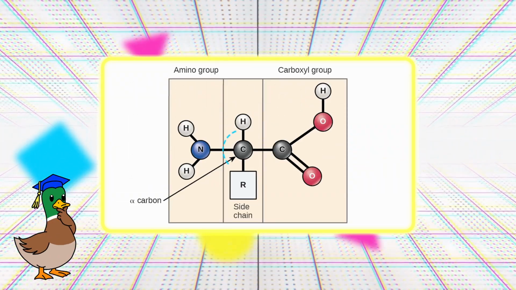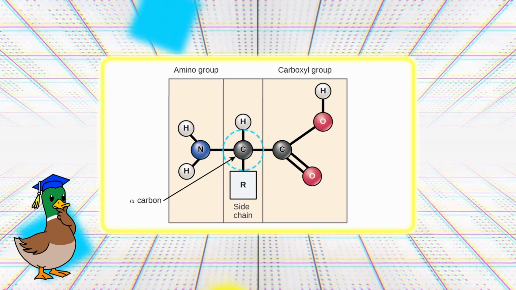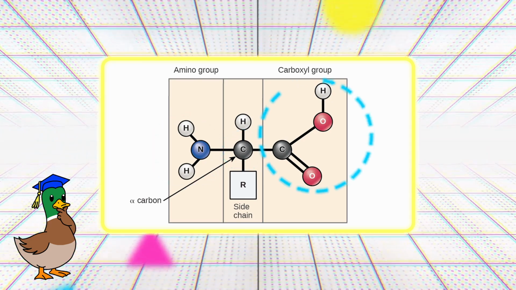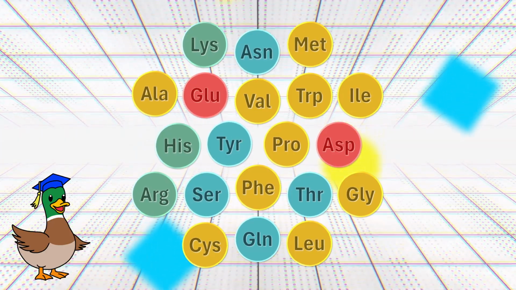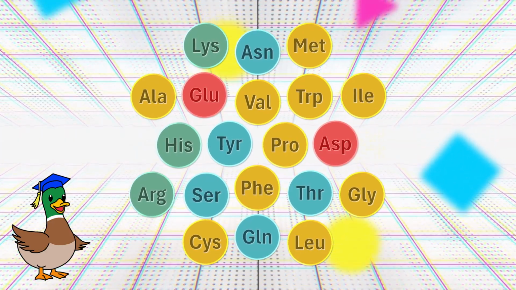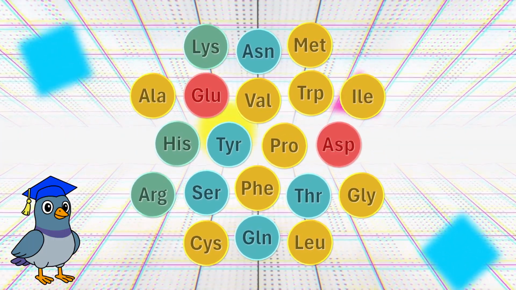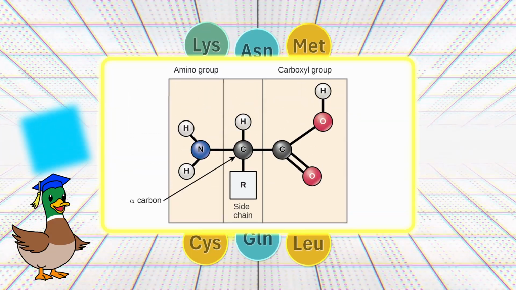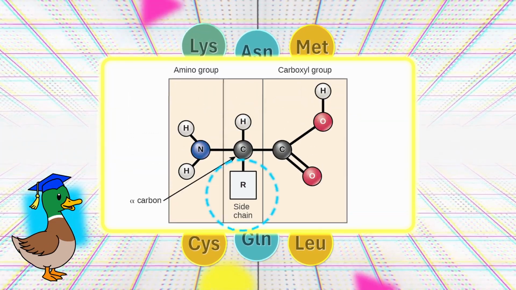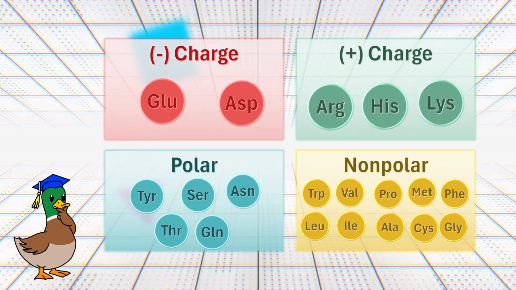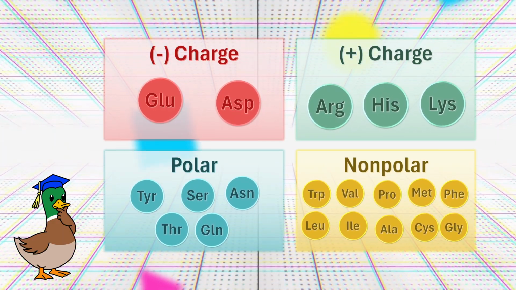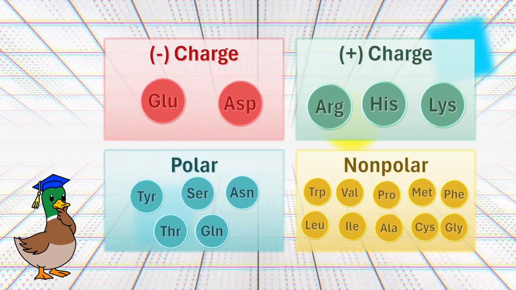Each monomer has a central carbon atom, called the alpha carbon, bonded to an amino group, a carboxyl group, and a singular hydrogen atom. There are 20 common amino acids, each represented by a 3-letter acronym. I guess that's pretty easy to remember. Hold on now. Let's not forget about that R group, the key differentiator between amino acids. The R group, or side chain, determines whether the amino acid is polar, basic, acidic, or nonpolar.